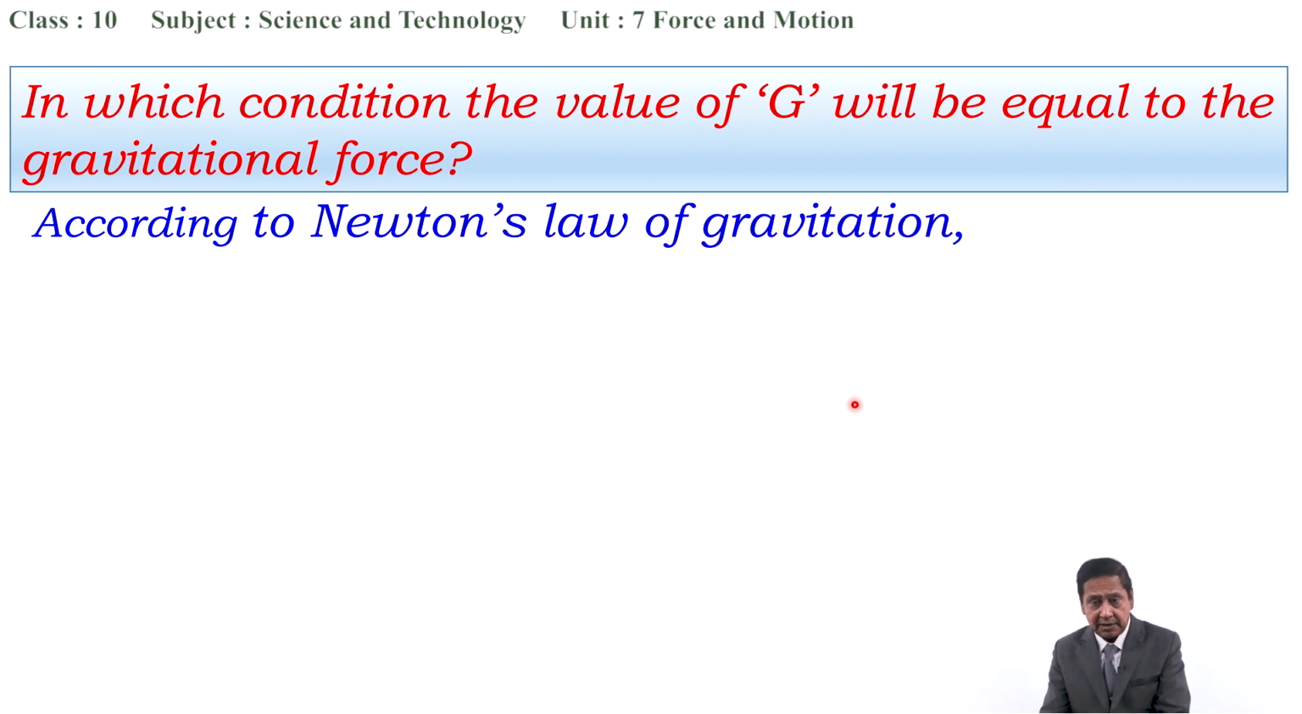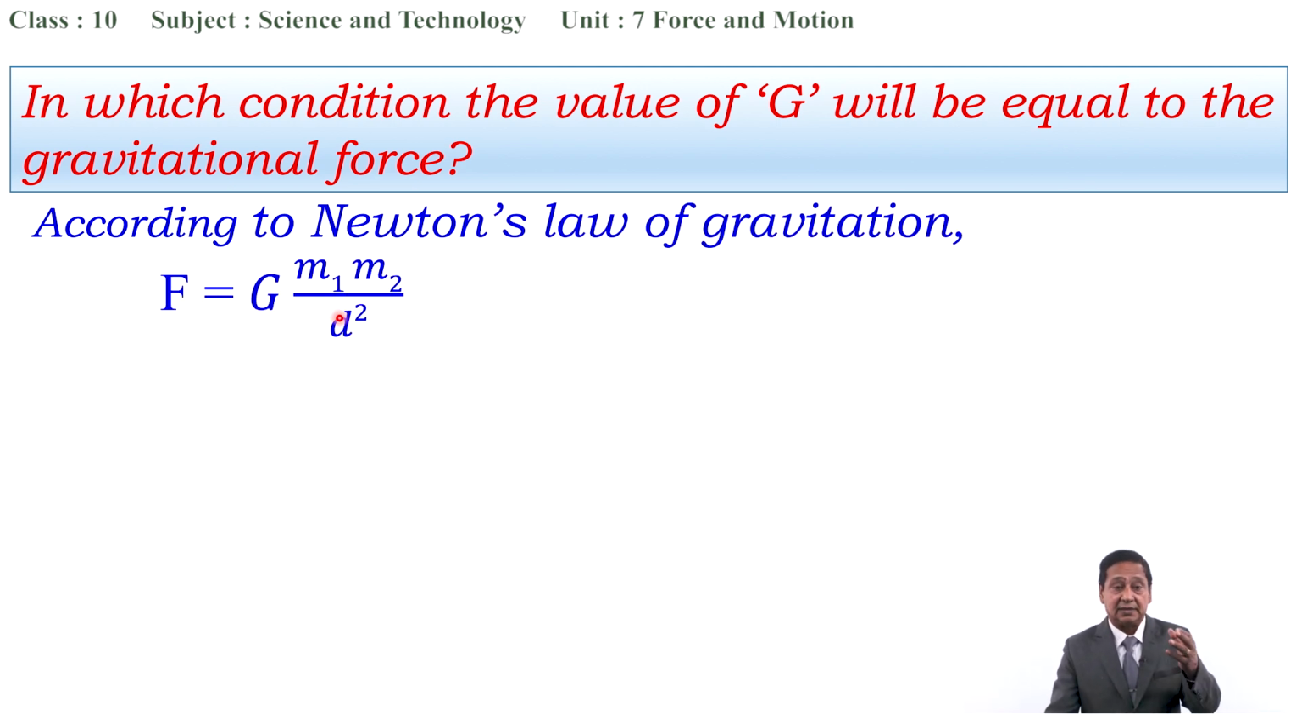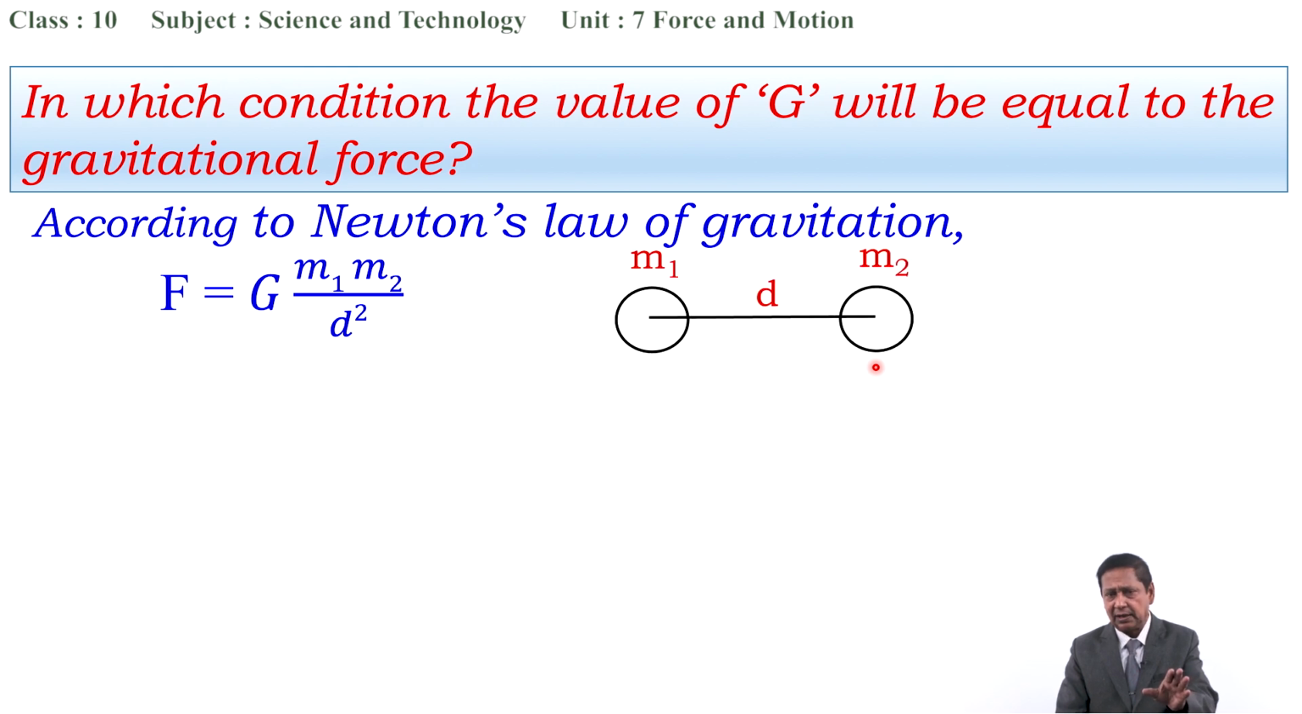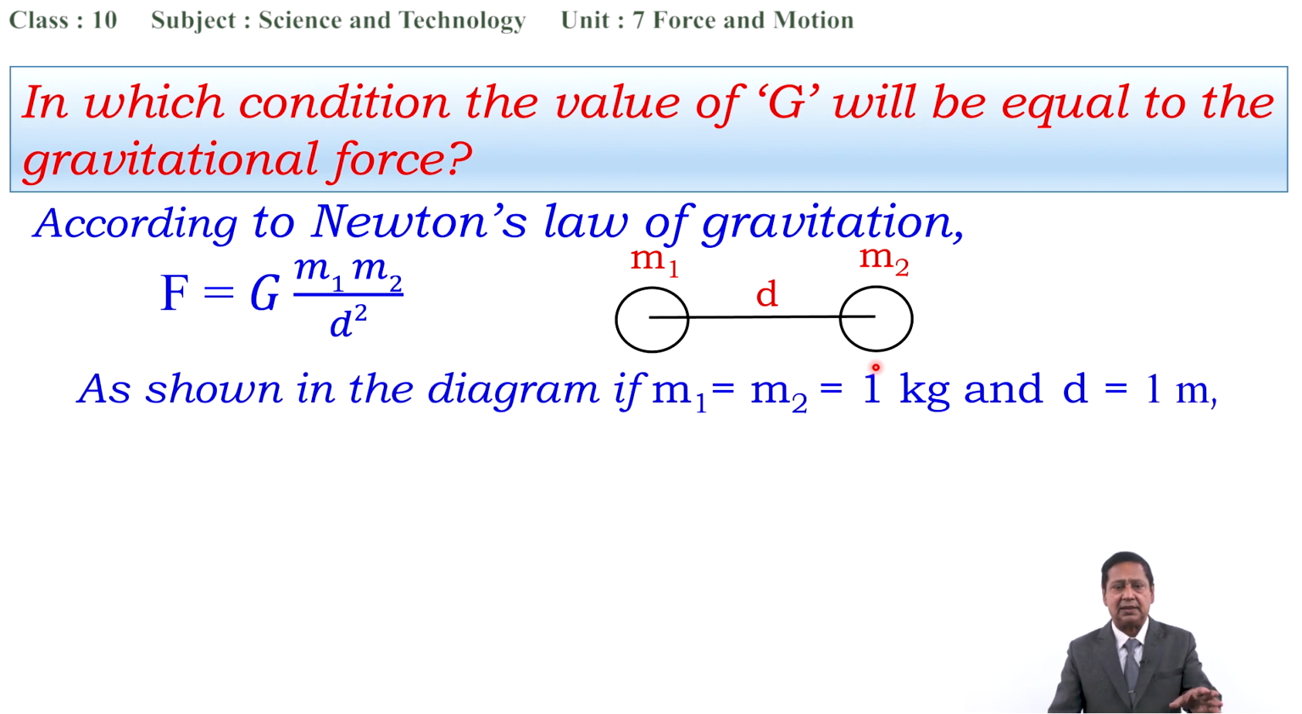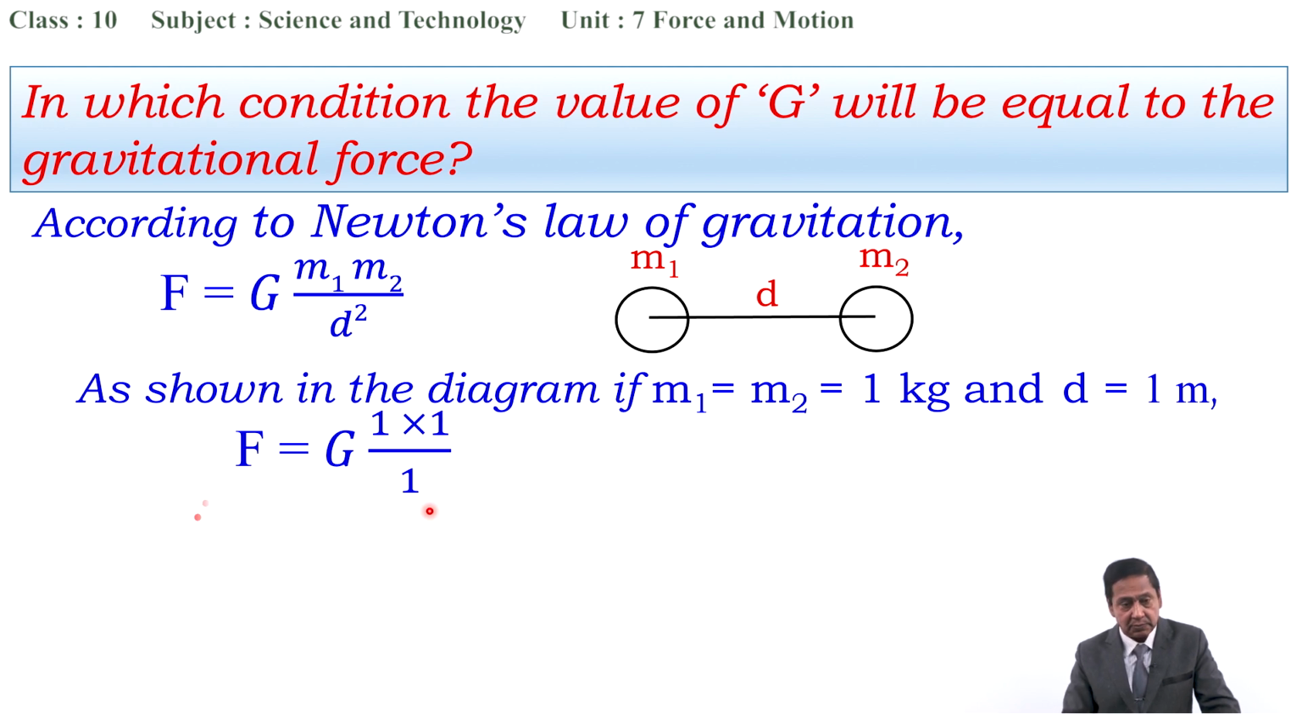According to Newton's law of gravitation, we know that this is the equation. Now, what happens if m1 is the mass of the first body, m2 is the mass of the second body, and d is the distance between them, as shown in the figure? If m1 equals m2, both equal to 1 kilogram, and d is 1, so we take unit mass and unit distance, then 1 multiplied by 1 divided by 1 becomes what? F equals G. This is the condition.